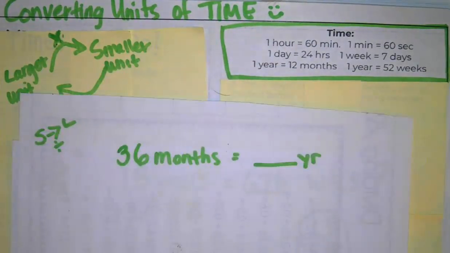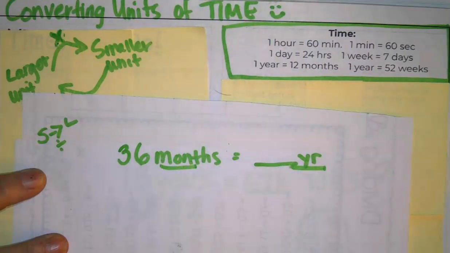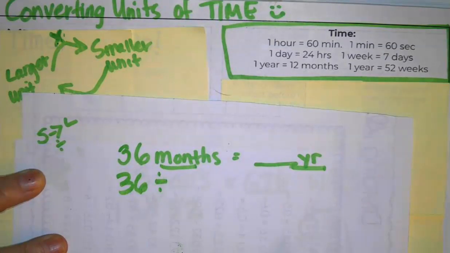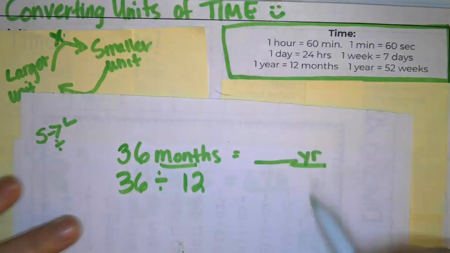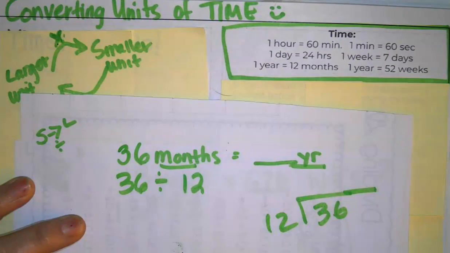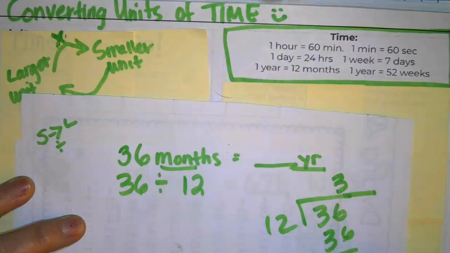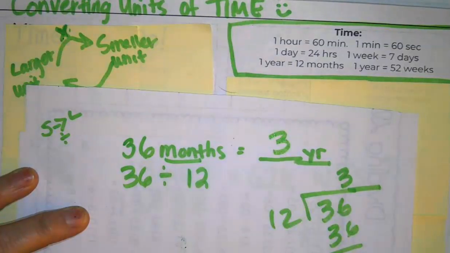Here we have 36 months, and we want to change it to a year. Now I know that I'm going from months to a year, or I'm going from a smaller unit to a larger unit. So I'm going to be using division. I know there are 12 months in every year, so I'll be dividing by 12. So I'm going to go over to the side, and I'm going to divide 36 by 12. I know 12 goes into 36 3 times. 3 times 12 is 36, and I have 0 left over. So I know that 36 months is equal to 3 years.